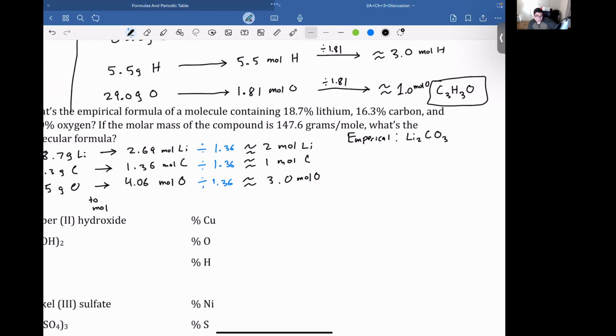Now we're not done because it's asking for the molecular formula, right? So how do you do this? Well, first we can find the weight, or I shouldn't say weight. Weight is not technically correct. We can find the molar mass.